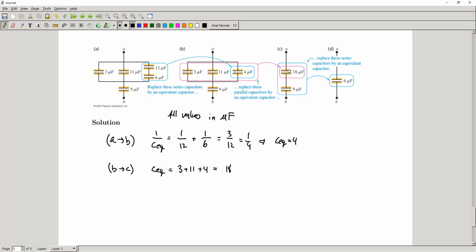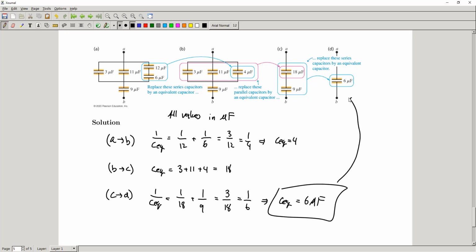Finally, we want to go from this setup of two capacitors in series again, and so C to D is going to end up giving us a result where we need to find 1 over CEQ is equal to 1 over 18 plus 1 over 9. This is going to end up giving us 3 over 18, which is going to give us 1 over 6, which means that CEQ is equal to 6, and I'll put in the final microfarads here. Okay, and so that's the value that we find here.